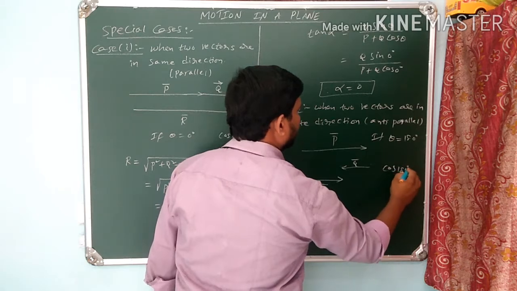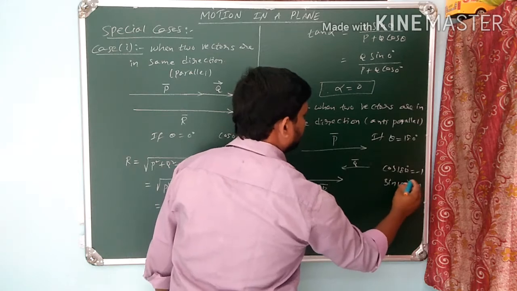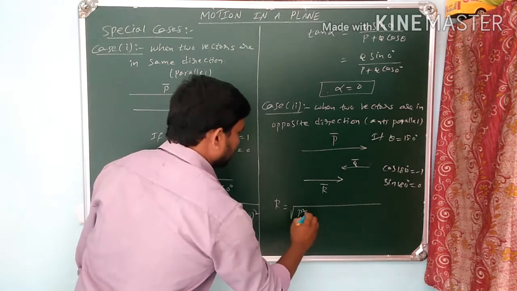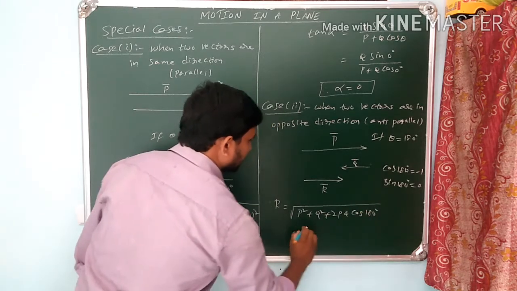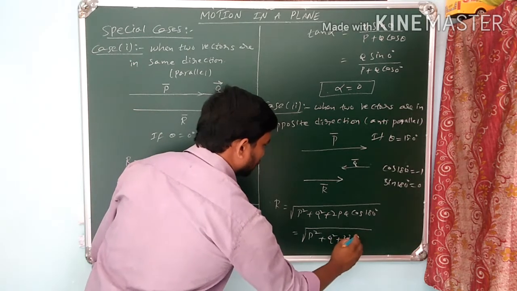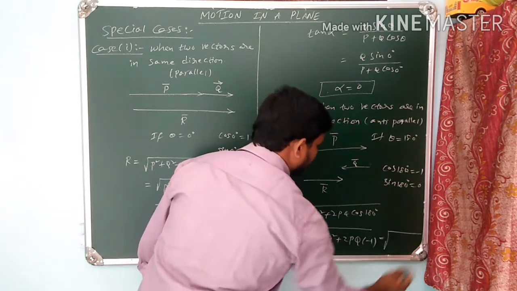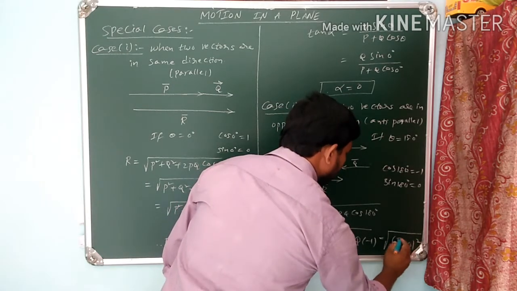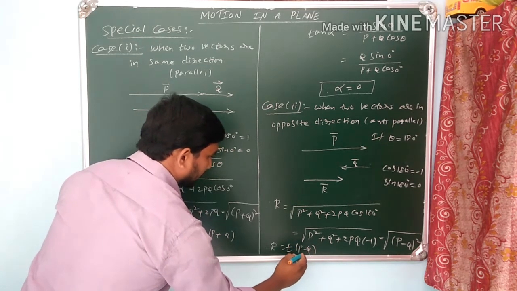Cos 180 is minus 1. Sin 180 degrees is 0. You know this already very well. Therefore, the resultant r is equal to root over p square plus q square plus 2pq cos 180. Cos 180 is minus 1. Then we write p square plus q square plus 2pq into minus 1. Then we get root over p square plus q square minus 2pq. Then we write p minus q whole square.